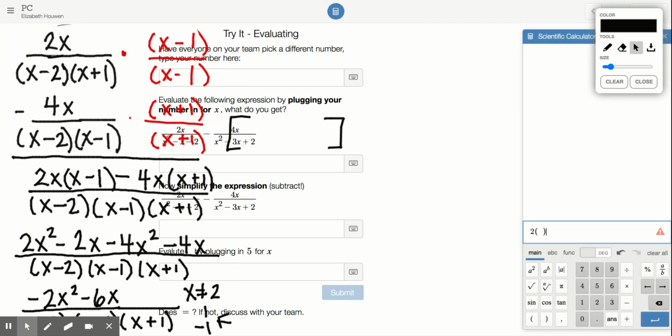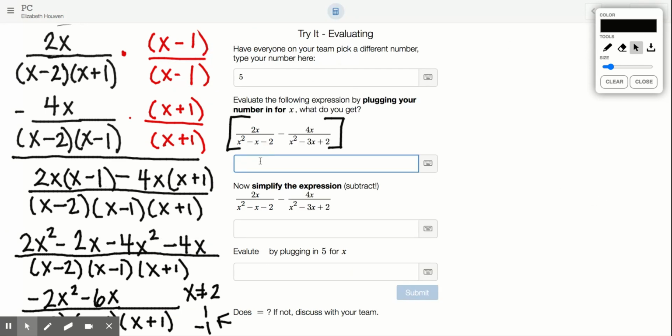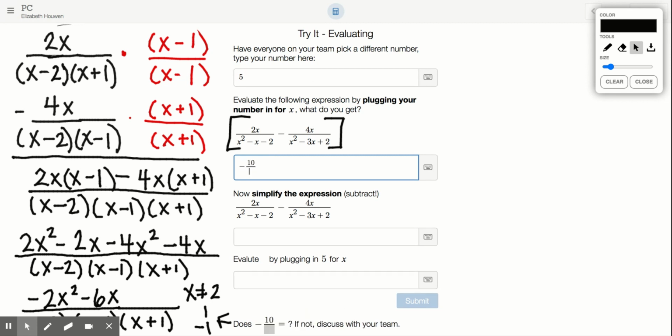So I have 2 times 5 divided by 5 minus 2 over 5 plus 1. And then I'm going to subtract 4 times 5 over 5 minus 2 and 5 minus 1. I wound up with a decimal, which I don't love, so I'm going to switch it to a fraction by clicking this button here, and I get negative 10 ninths. So when I plug it in, I get negative 10 ninths.